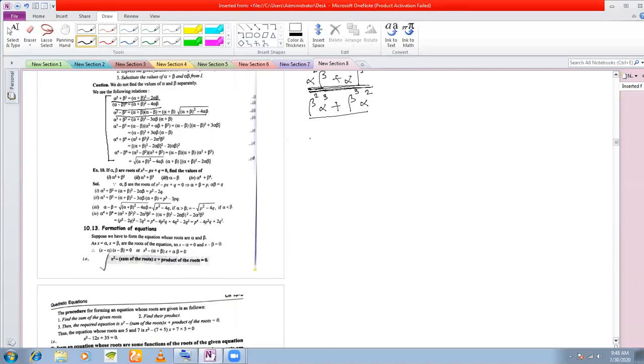So for example, if I want to find alpha cube minus beta cube, where I know alpha plus beta and alpha beta, then how will I find it? I will simply use the a cube minus b cube formula, or you can also use the a minus b whole cube formula. So this is alpha minus beta whole cube plus thrice alpha beta into alpha minus beta.